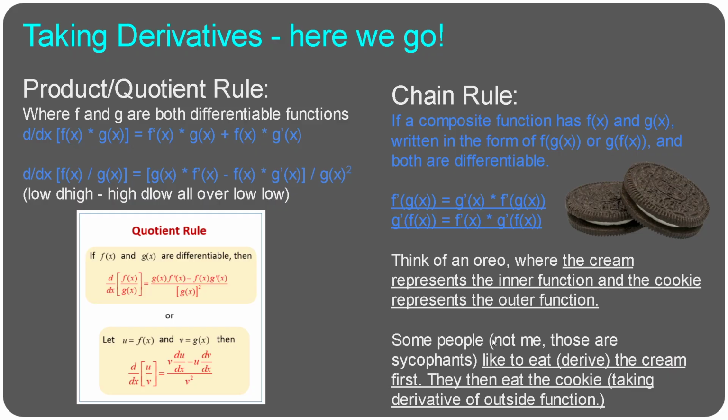So yeah, if it helps you when you do the chain rule, think of an Oreo, where the cream represents the inner function and the cookie represents the outside function. You eat the cream first, and then you eat the cookie.